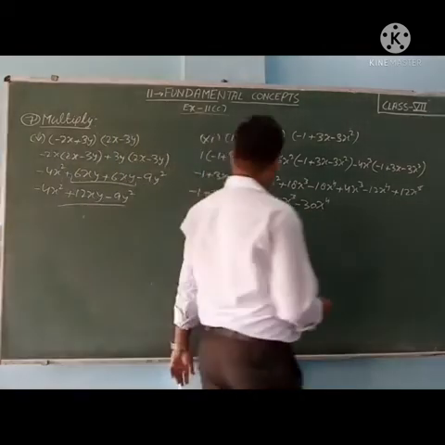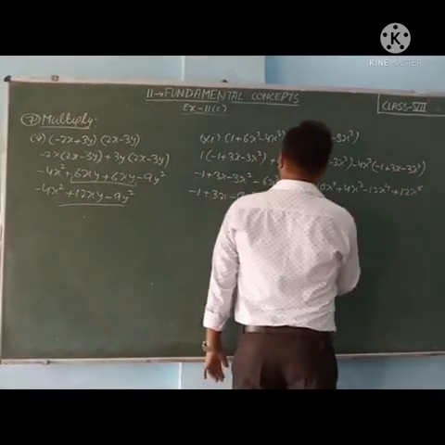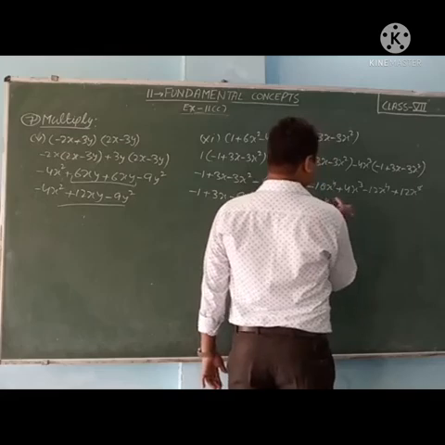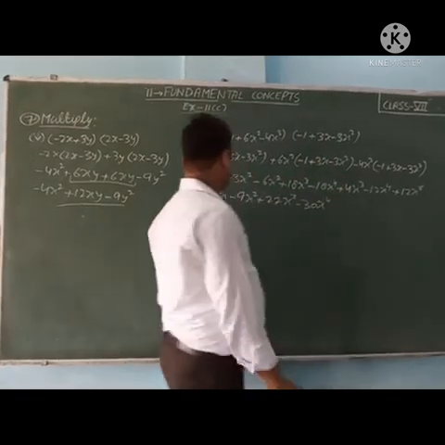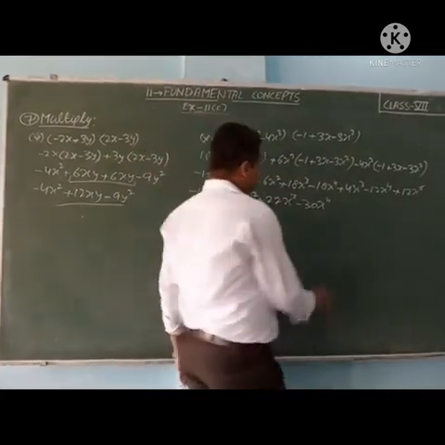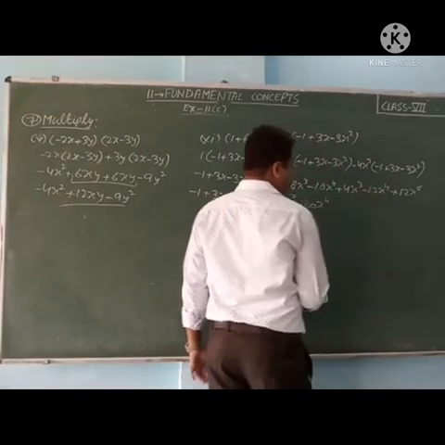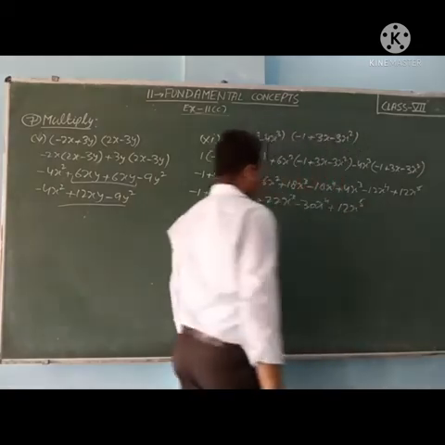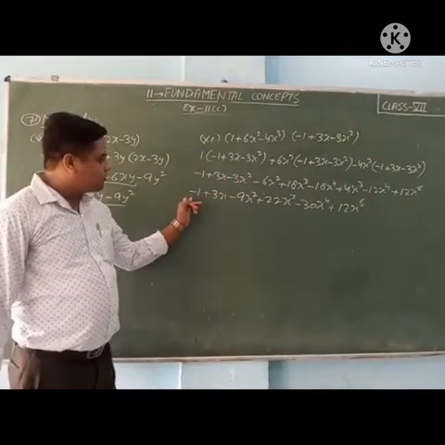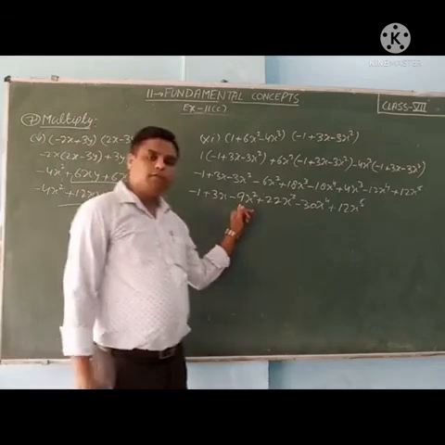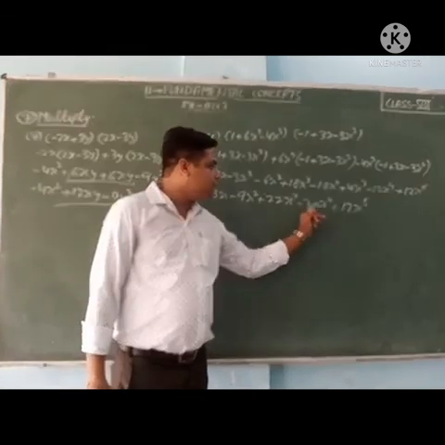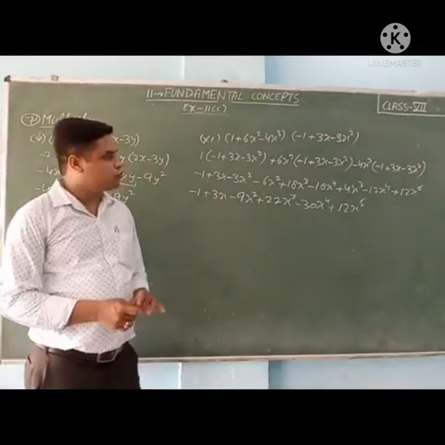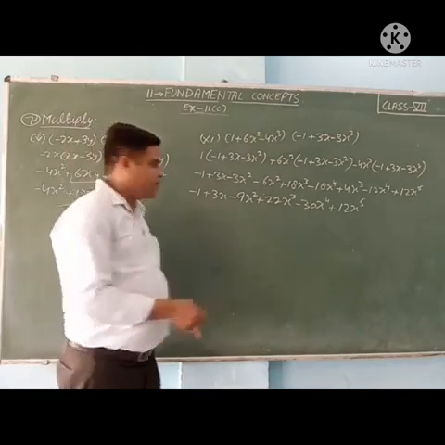Then plus 4x cube, we have taken already. Then minus 12x raised to the power 4 also taken. What is left now? Minus plus 12x raised to the power 5. So students, the answer is minus 1 plus 3x minus 9x square plus 22x cube minus 30x raised to the power 4 plus 12x raised to the power 5.